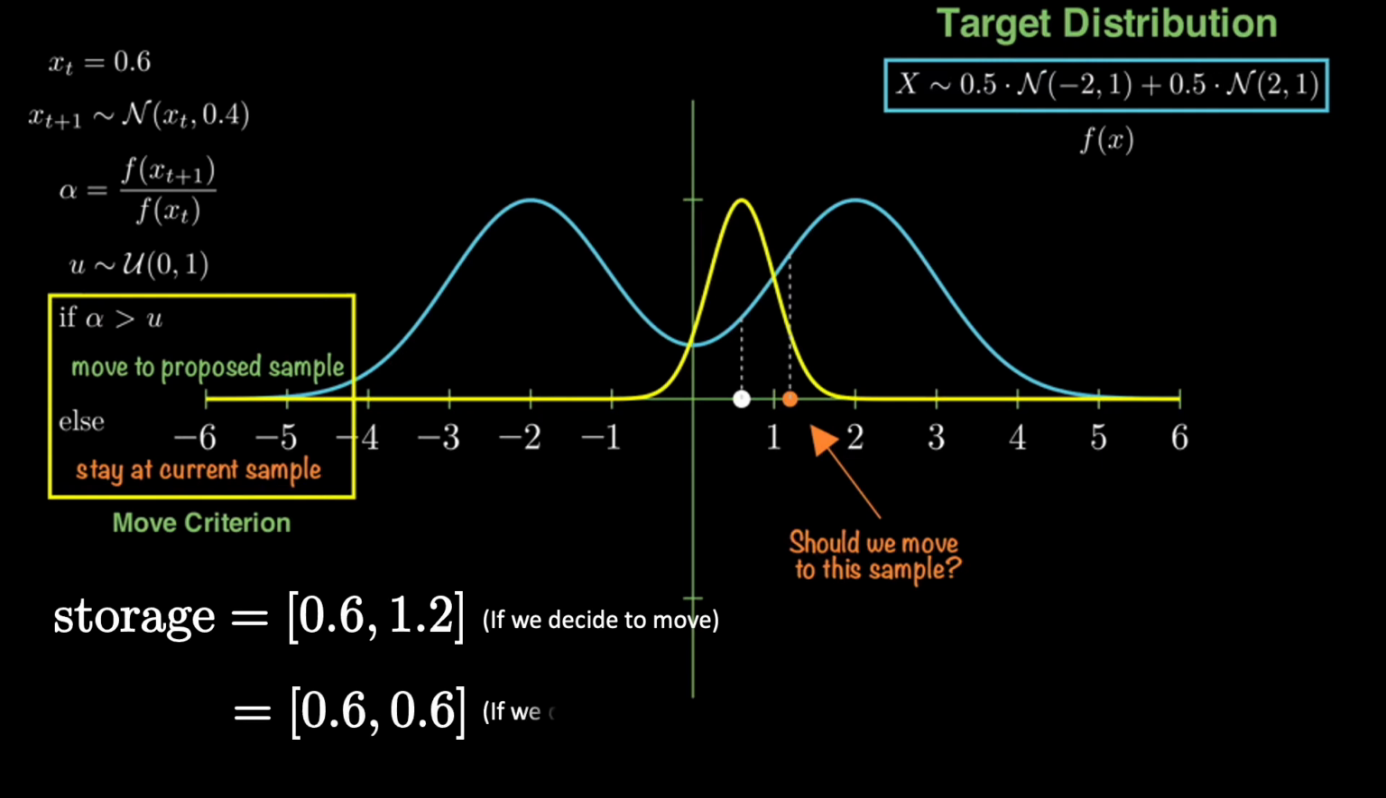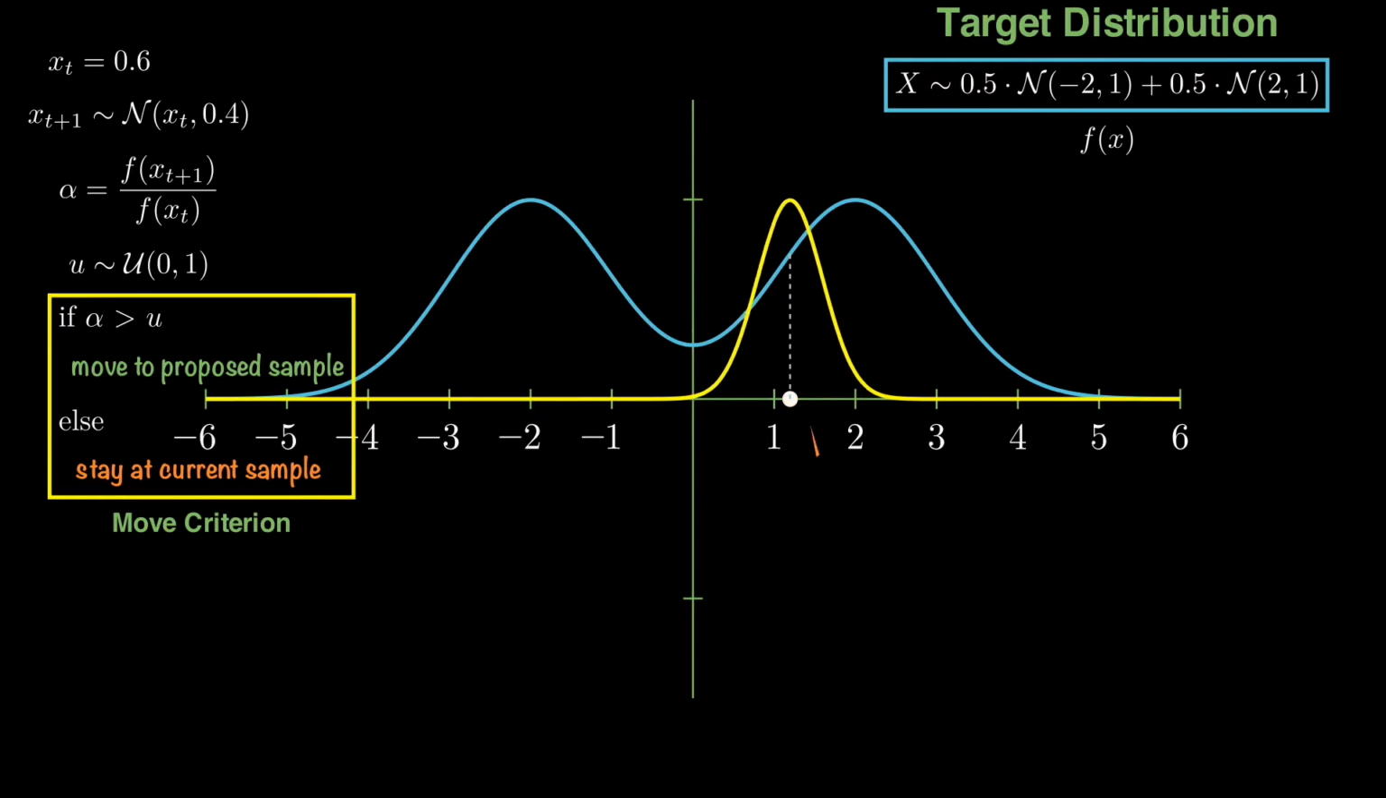However, if we decide to not move to the proposed sample location, then we would put the current value in our storage. You see, even though you would not move to the new location, you would still record an entry in your storage. It would be again the current value. Essentially, you would store a copy of it. This is, by the way, also the difference from rejection sampling algorithm in terms of the notion of acceptance and rejection. Check out my tutorial on rejection sampling if you are not familiar with it. And this is why I like to call it move criteria instead of acceptance criteria.